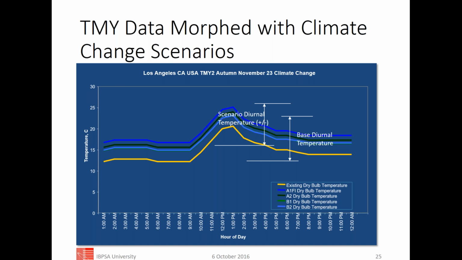There'll be a base diurnal temperature, which is the range of temperatures for that day. There'd be a scenario diurnal temperature. In this case, it was a slight decrease in the daily range. The nighttime temperatures remain a little higher and stay that way. And then there's a delta temperature in the scenario itself. So for each of them, you'll see that.